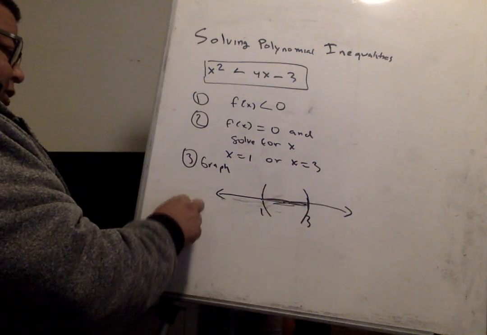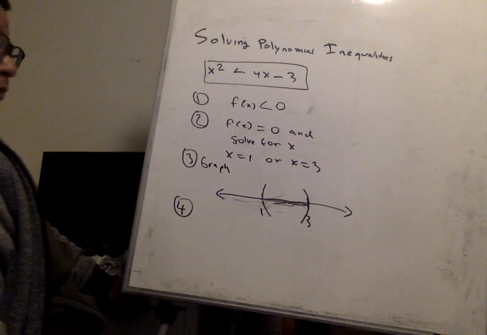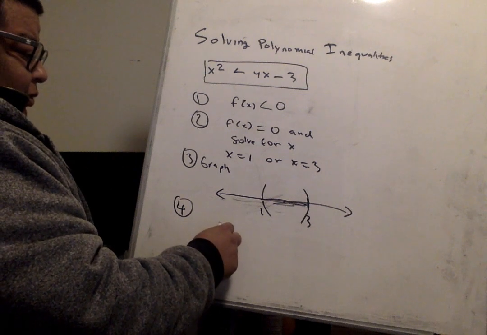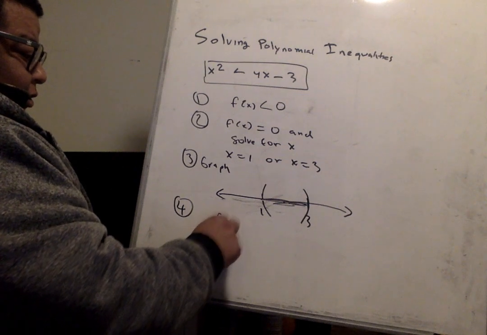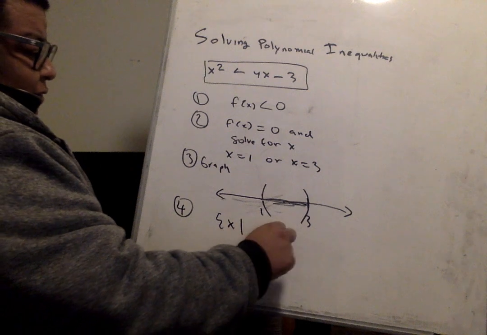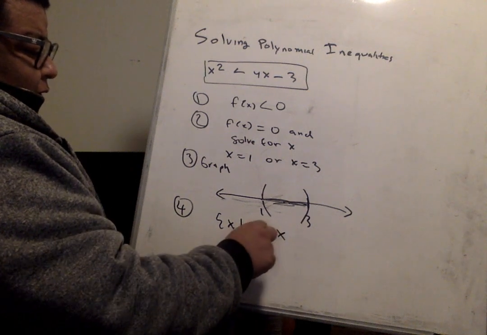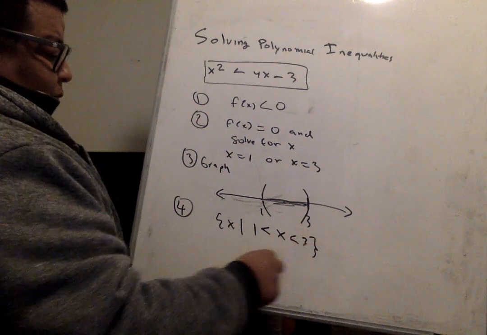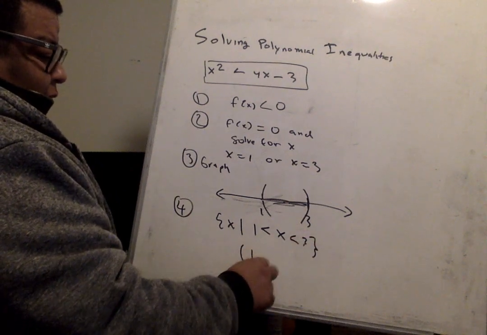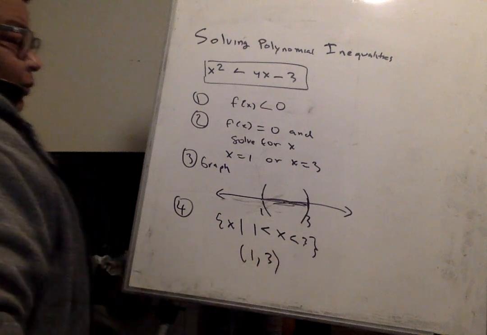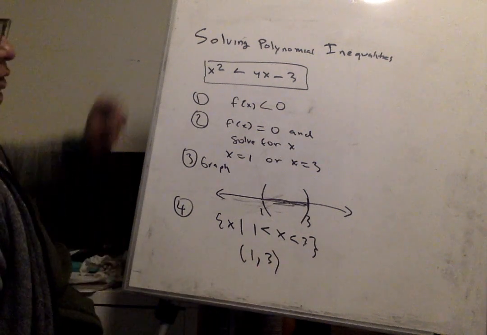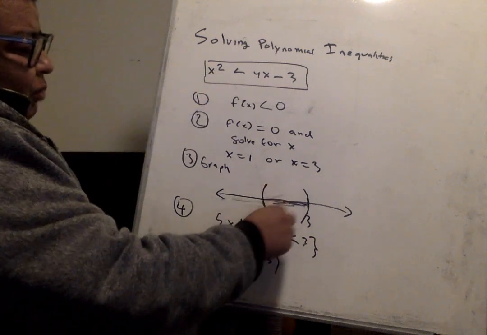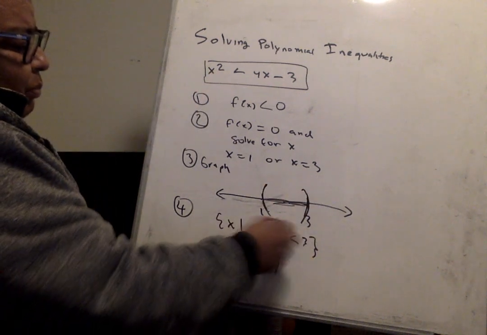And then the final step is to write the set notation or the interval. Okay, interval notation. So it will be x such that x is greater than 1 and less than 3, or (1, 3). So less than is very similar to less than or equal to. It's just that we have open parentheses. We don't include the endpoints 1 and 3.